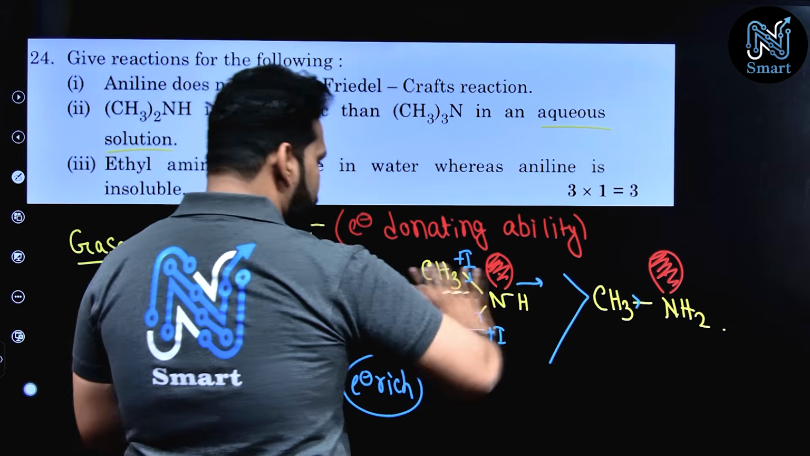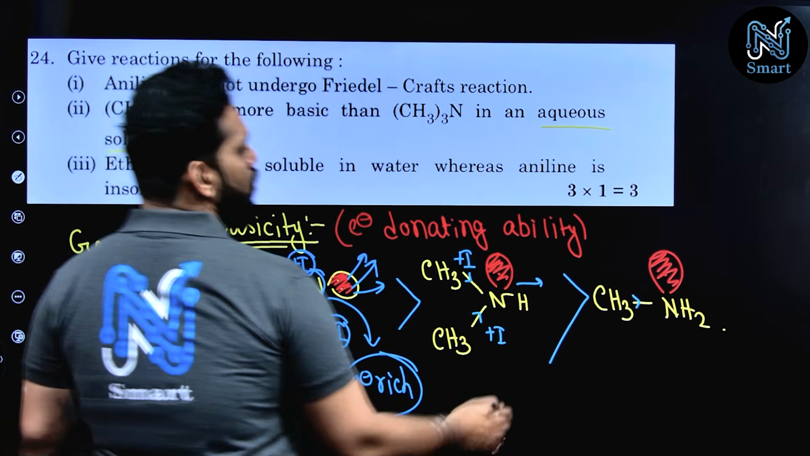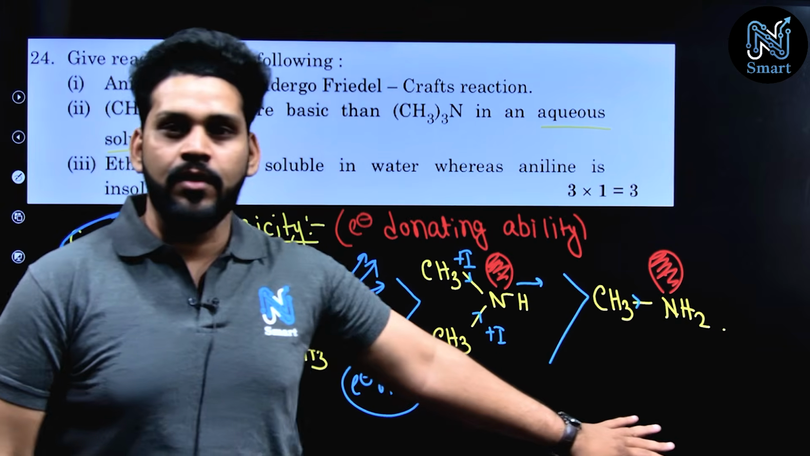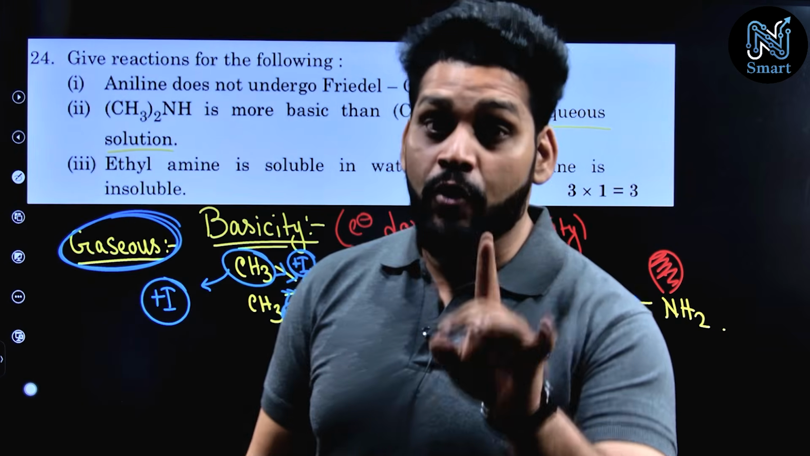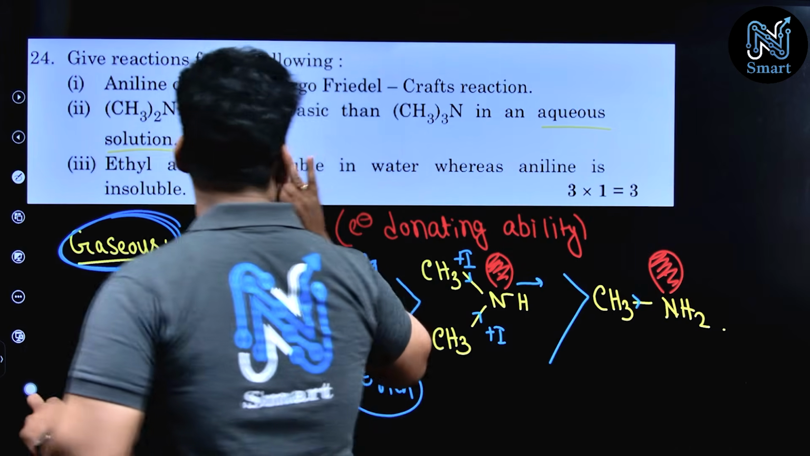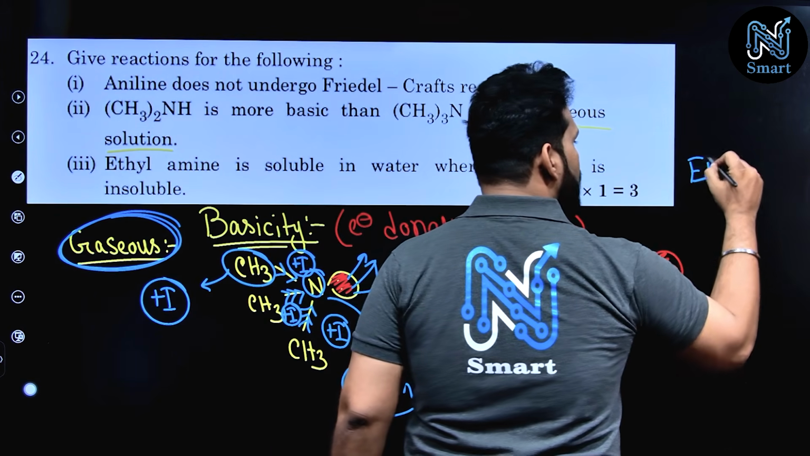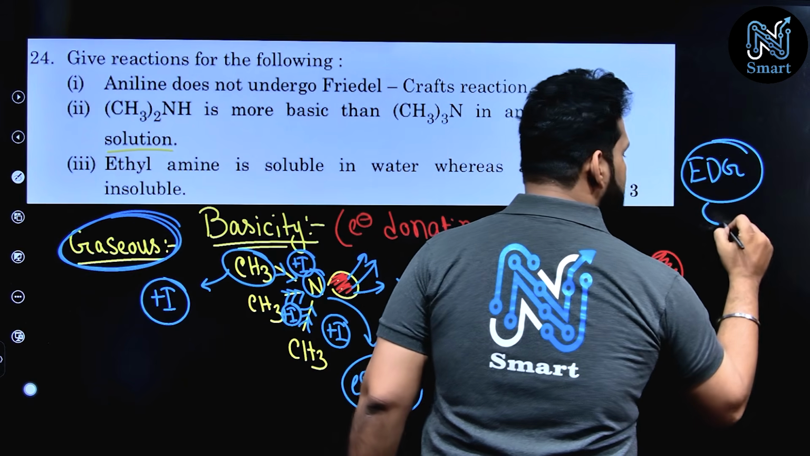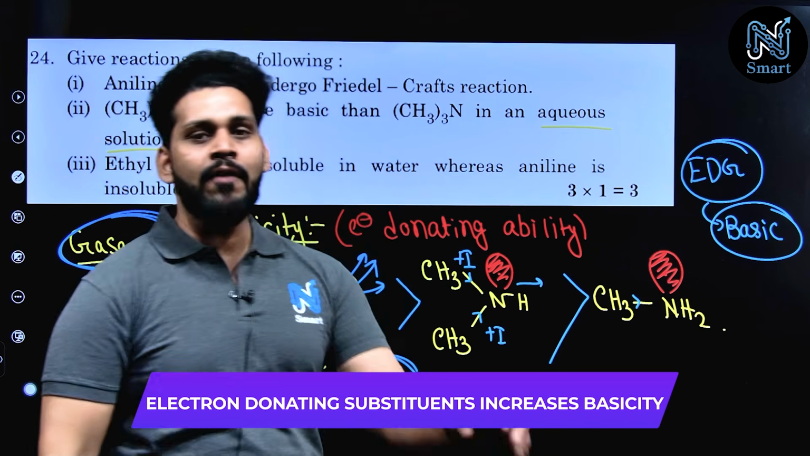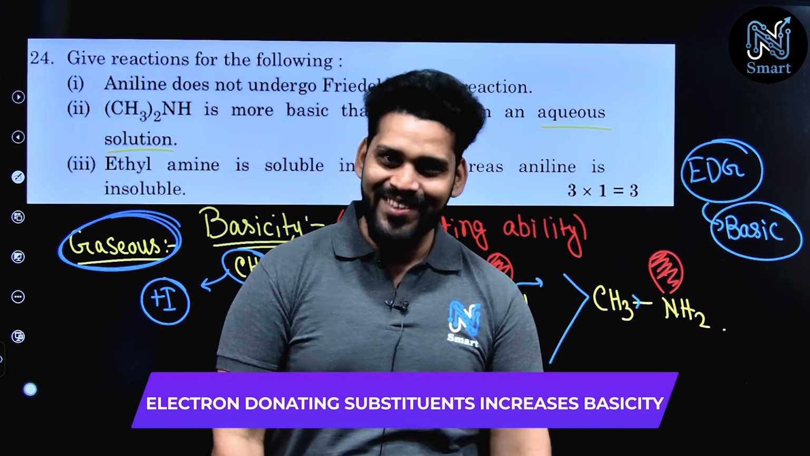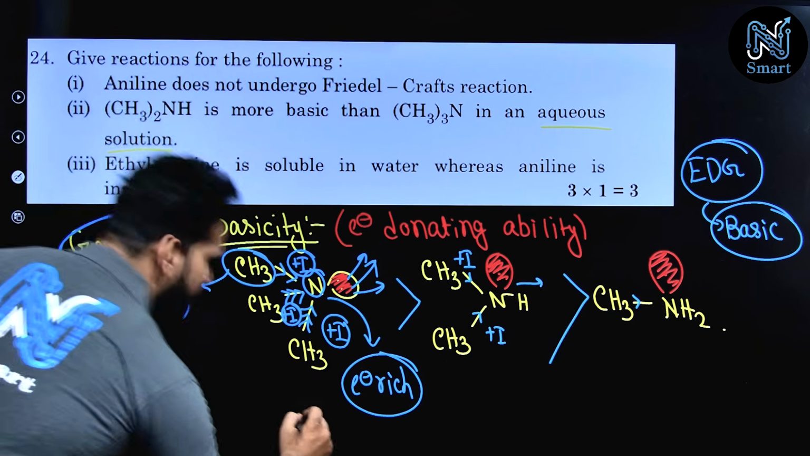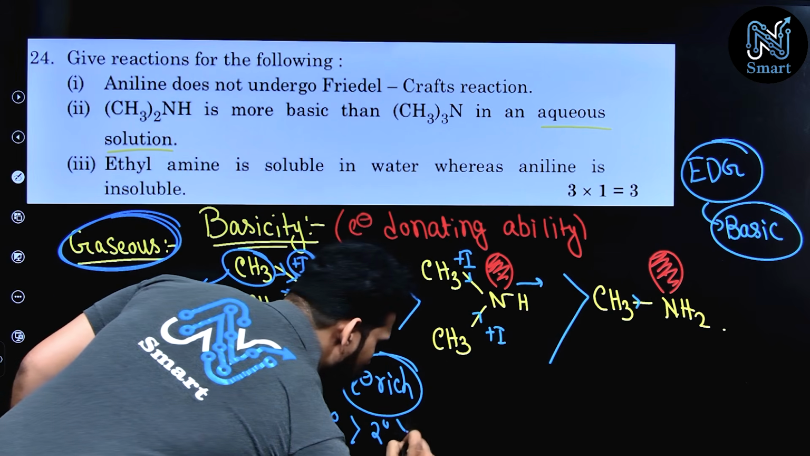So the order of basicity in your gaseous medium, guys, very, very important. In the gaseous medium, this will be the order of basicity, correct? You can try out the basicity questions of organic chemistry now as well. You can apply this small concept: if you have electron donating groups, then the molecule will be basic. And on the other hand, guys, if you have electron withdrawing groups, then the molecule will be acidic, right? Very good. Now, this is your gaseous medium order: 3 degree, 2 degree, 1 degree.